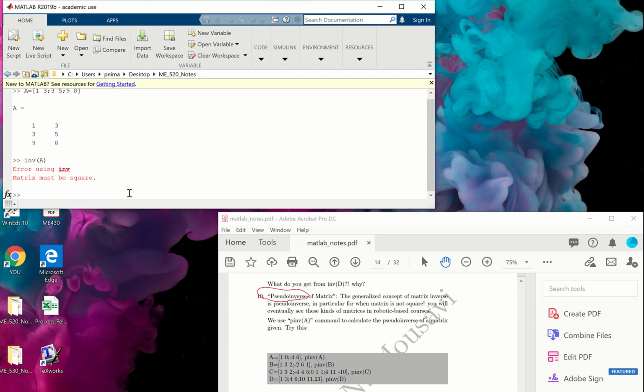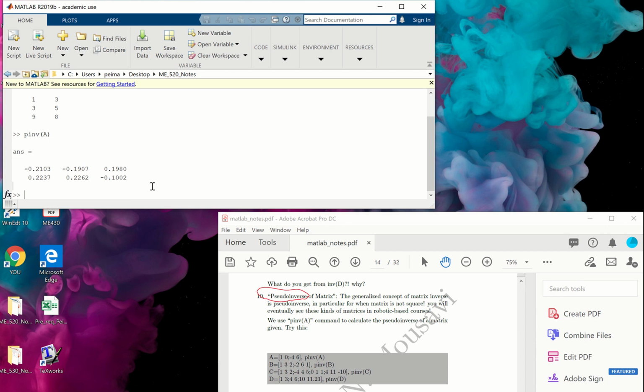If this is our A, and P is for pseudo, because pseudo starts with the letter P, pinv means pseudo inverse of A, and you're going to get this. Understand? This is the pseudo inverse of the matrix. How we calculate that, you're going to learn analytically in ME596. So forget how we calculate by hand, because it's too much for the level of a Matlab course.